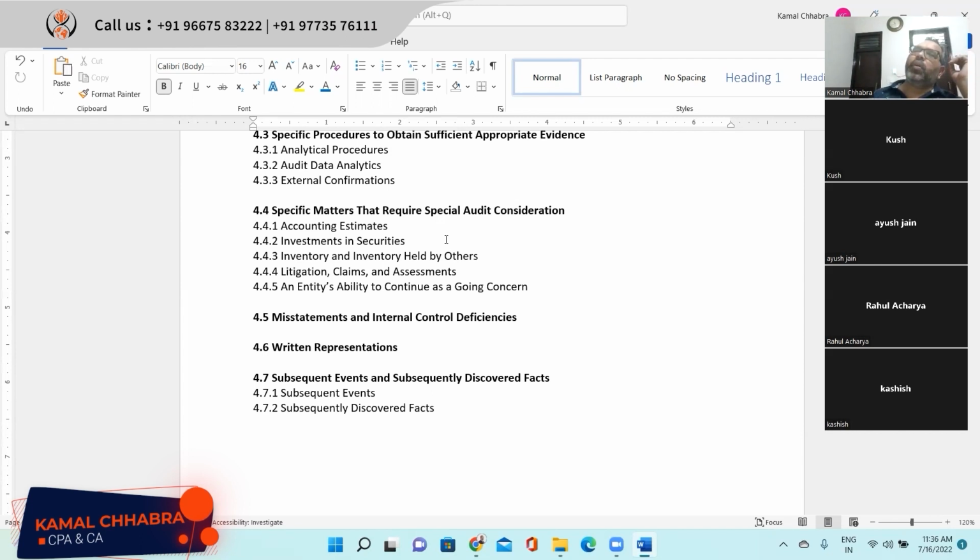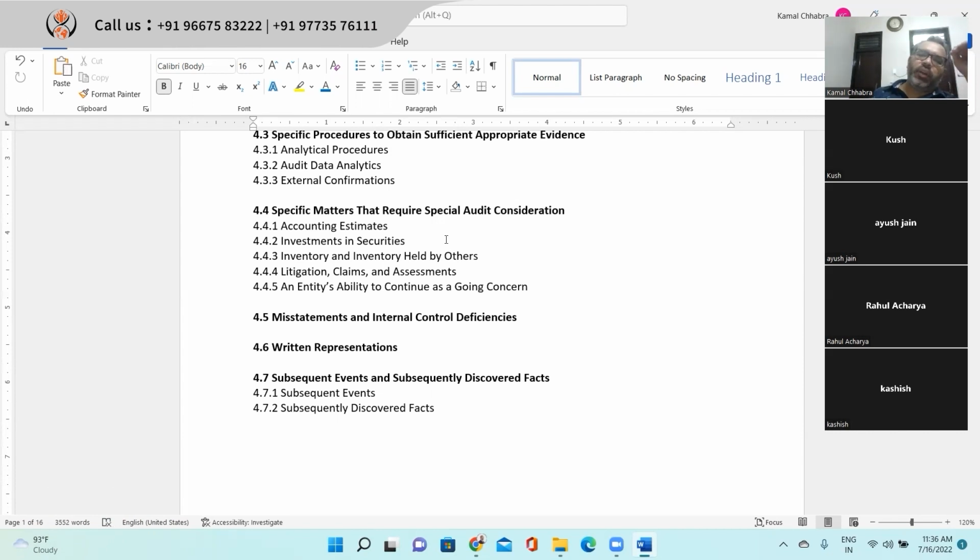So these are called subsequent events. Yeah. So yeah, very good. Like I used 2 differences. One is subsequent event. Second is subsequently discovered fact. So do you have any idea what is subsequently discovered fact?